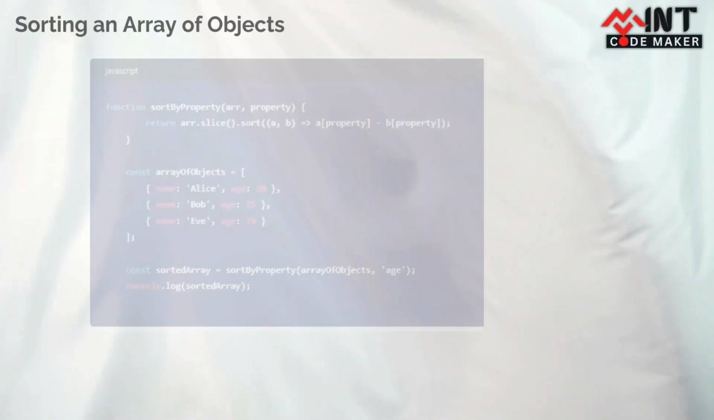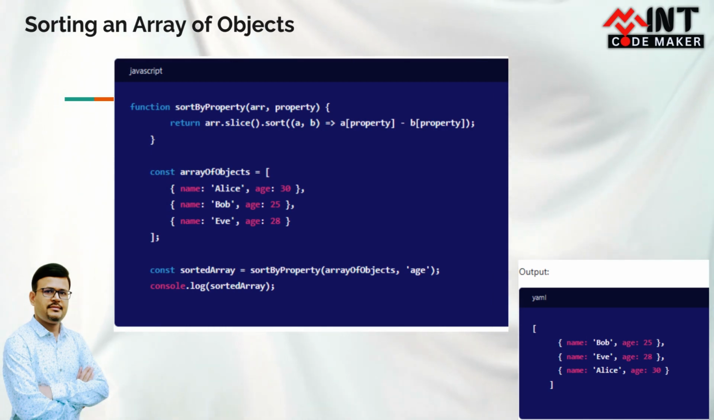Next we are discussing sorting an array of objects. In this code, we define a function sortByProperty that takes an array of objects and a property name as arguments. The process involves creating a shallow copy of the input array using the slice method to preserve the original array, utilizing the sort method with a comparison function that sorts the objects based on the specified property.